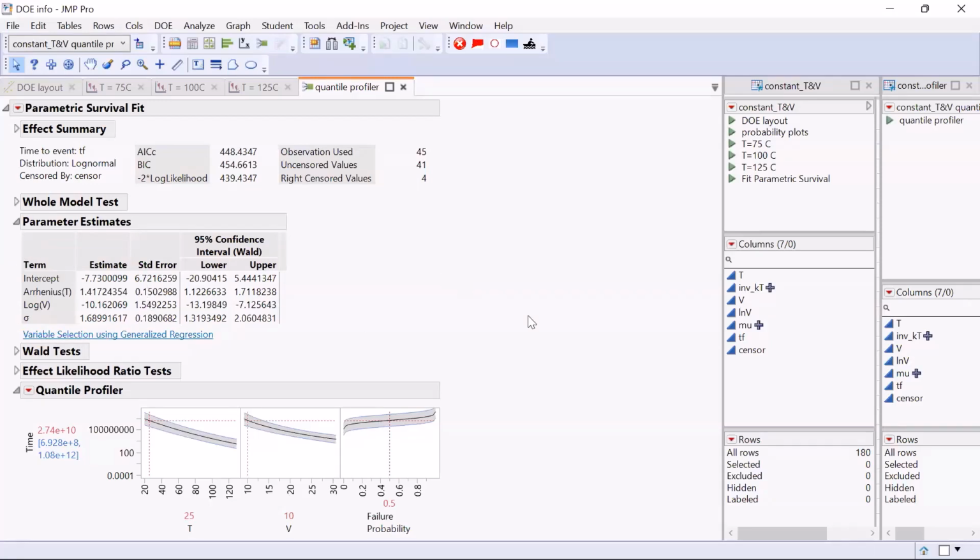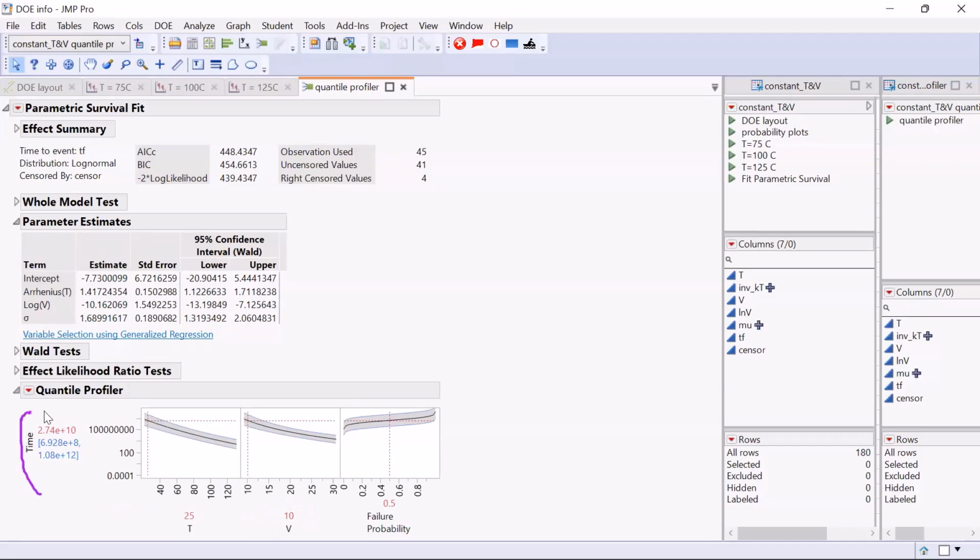So now I can do the same kind of thing again. I can use my quantile profiler. And I want to know, for example, how long it will take for 50% of the population to fail at 25 degrees C and 10 volts?